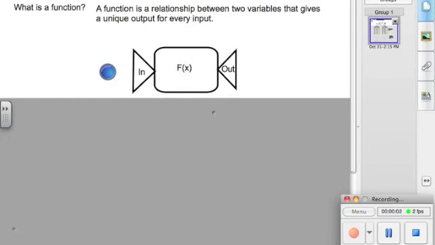Today we're here to talk about what is a function. We've actually been dealing with functions a lot with our linear equations, but a function is defined as a relationship between two variables that gives a unique output for every input.